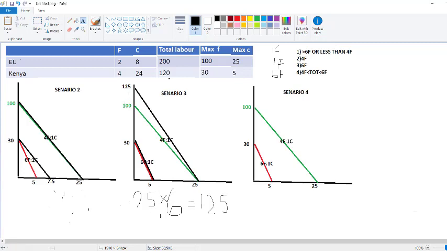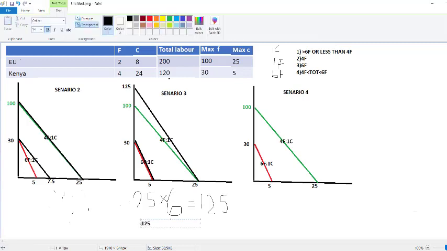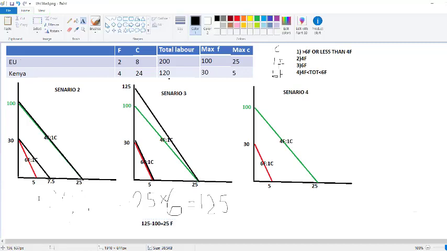So you just put there 125 minus 100 equals 25 food they would gain. Yeah, what's the name gain? 2.5 carbon, just for a reminder. Okay, so that's the second scenario, third scenario.